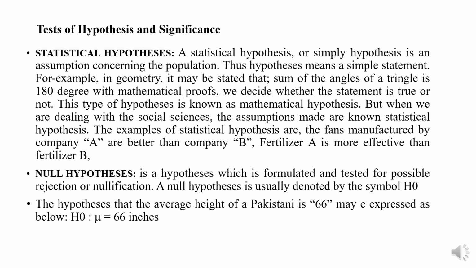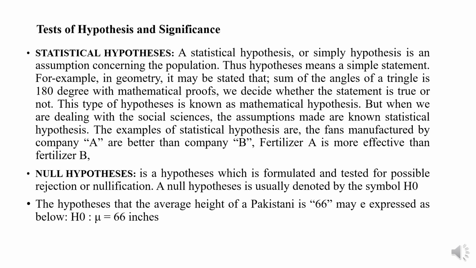So, statistical hypothesis. A statistical hypothesis, or simply hypothesis, is an assumption concerning the population. So this hypothesis means a simple statement. For example, in geometry, it may be stated that the sum of the angles of a triangle is 180 degrees. With mathematical proof, we decide whether the statement is true or not. So this type of hypothesis is known as mathematical hypothesis. But when we are dealing with the social sciences, the assumptions made are known as statistical hypotheses.